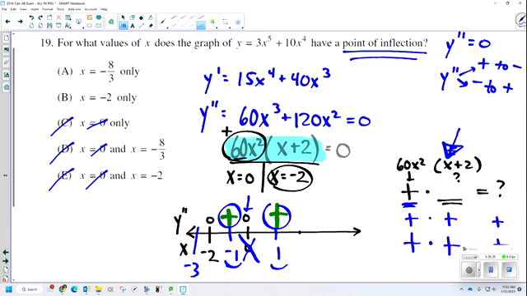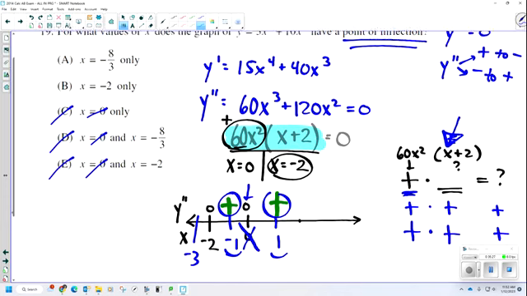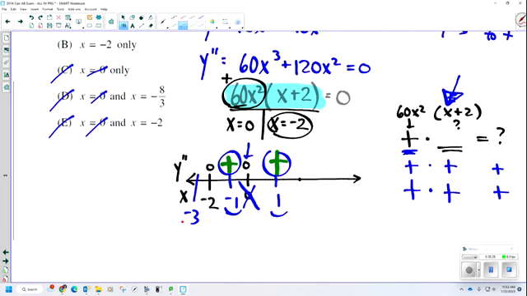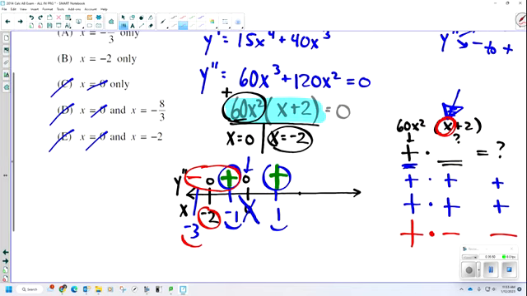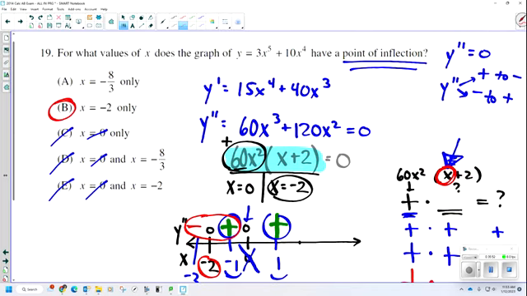Let's check the number -3. This will always be positive times. If I throw a -3 in for this x, I get a -1. That will result as a negative value, and it does change. At -2, my second derivative goes from negative to positive at that point. So -2 is the only place we have a point of inflection, and that's choice B.